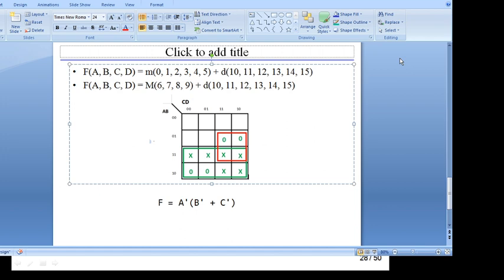Okay, it's all about don't care terms in SOP and POS. In the next lecture, we will see 5 variable and 6 variable K-map.